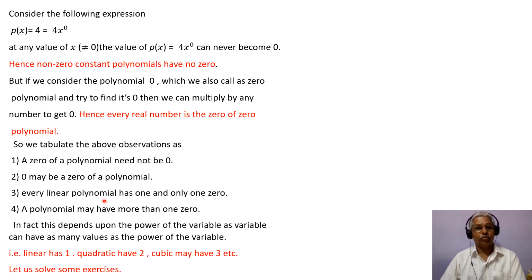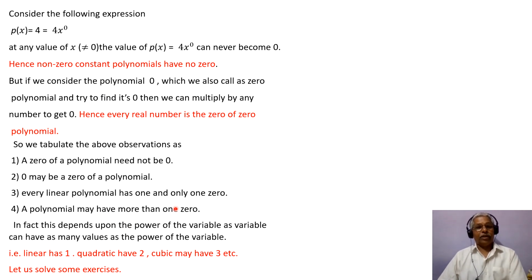And the fourth one: a polynomial may have more than one 0. Now this seems to be two contradictory statements, but they are not. Just read this comment. In fact, the number of 0s depends upon the power of the variable, as the variable can have as many values as the power of the variable. We have seen x cube, then we will have three. Linear has 1, quadratic has 2, cubic may have 3, etc.